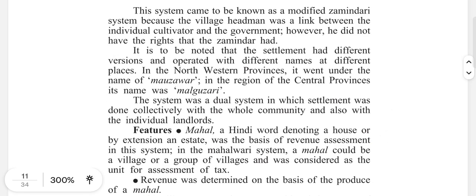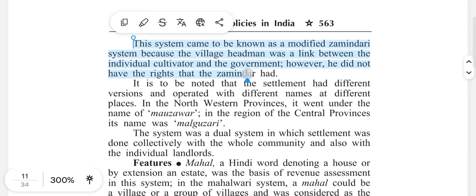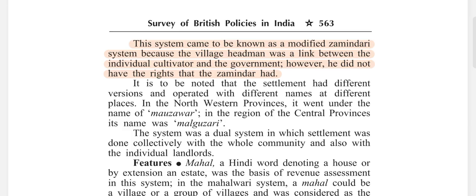This system came to be known as a modified zamindari system, because the village headman was a link between the individual cultivator and the government. However, he did not have the rights that the zamindar had. It is to be noted that the settlement had different versions and operated with different names at different places.